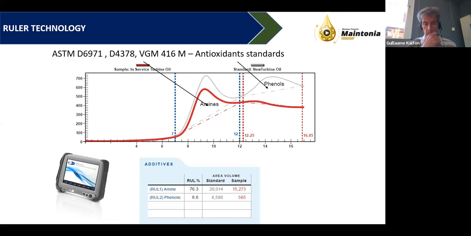We can see at the bottom, the amine antioxidant in this sample is down to 76%, and the phenolic is down to 6.6%. And so we know that when we reach 25% of the amine, it will be time to either change this oil or take action to replenish these antioxidants to increase the life expectancy of that oil in service. So this is a very essential test to understand the condition of your machine and the condition of your oil. That's the ruler test, ASTM D6971.